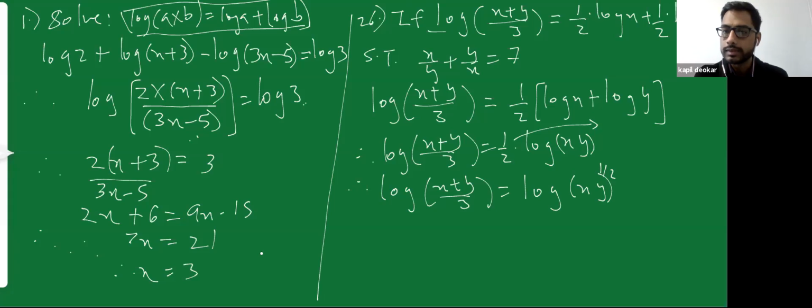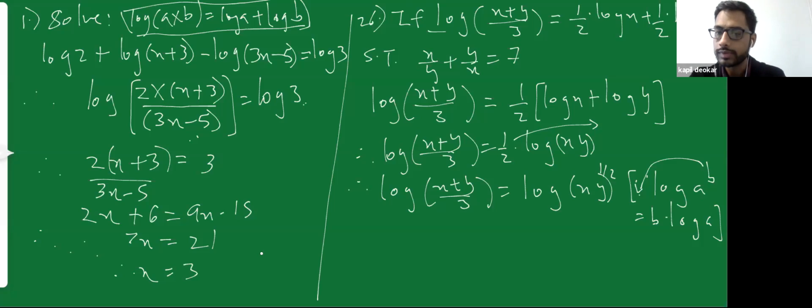Which is this property? I can say that log of a to the power b, remember this long jump, the power can come in the beginning, and you can write this as b into log of a. Similarly, conversely, if you have b into log of a, then this b can go to the power, and you can write this as log of a to the power b.